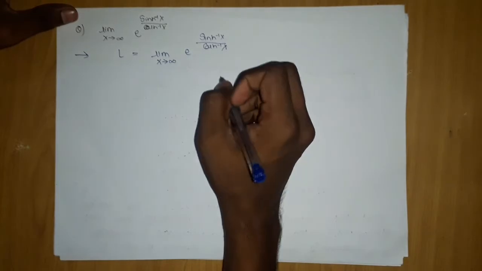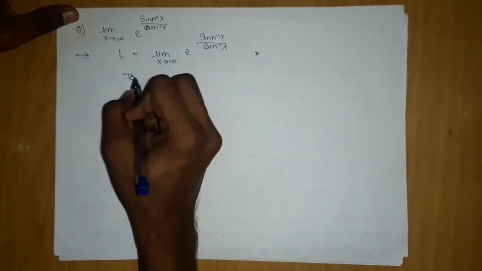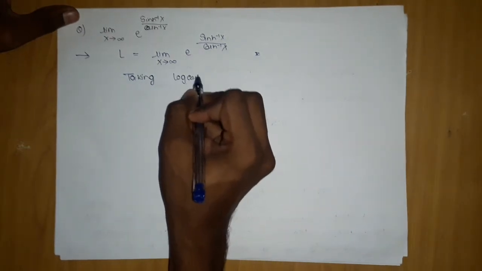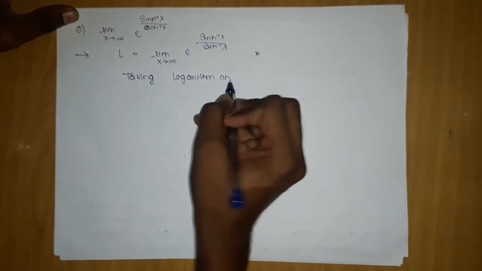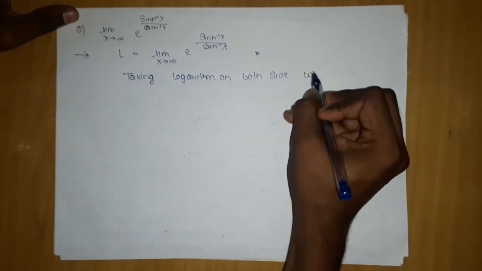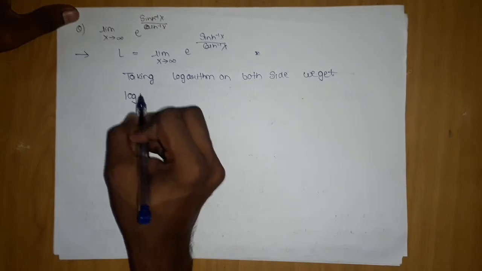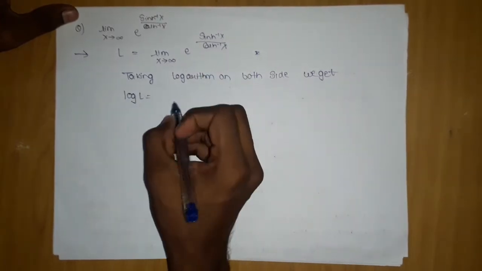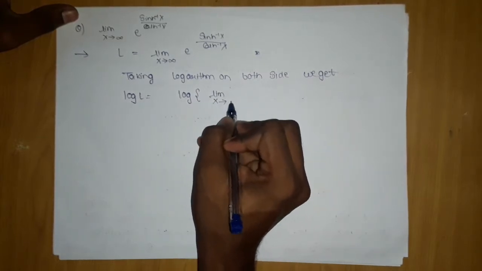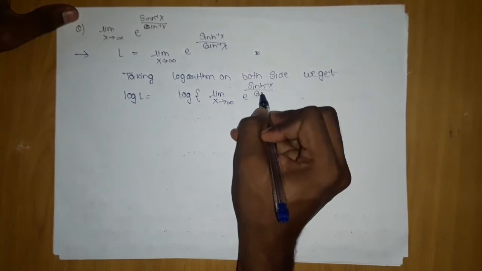After this, what we will do is substitute. Oh no, there is no need for taking logarithm. Taking logarithm on both sides, we get log L equals, if I apply log, sin h inverse x by cos h inverse x.